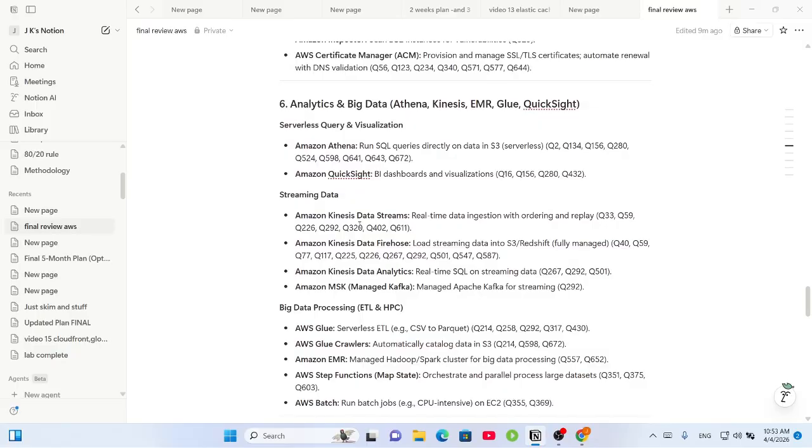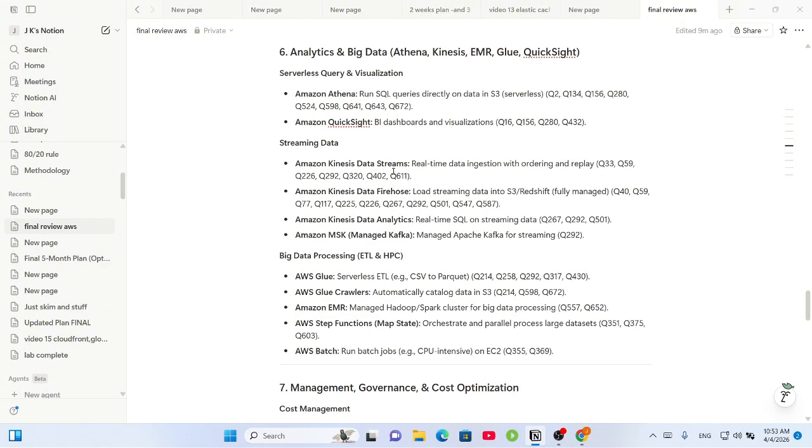Yeah, I think this is straightforward. Analytics and big data. We have Amazon Athena. We said Amazon Athena just allows us to run SQL queries directly on S3 buckets, right? QuickSight is BI dashboards and visualization. And streaming data: Kinesis Data Streams, real-time data ingestion with ordering and replay. Kinesis Data Firehose loads streaming data into S3 or Redshift.